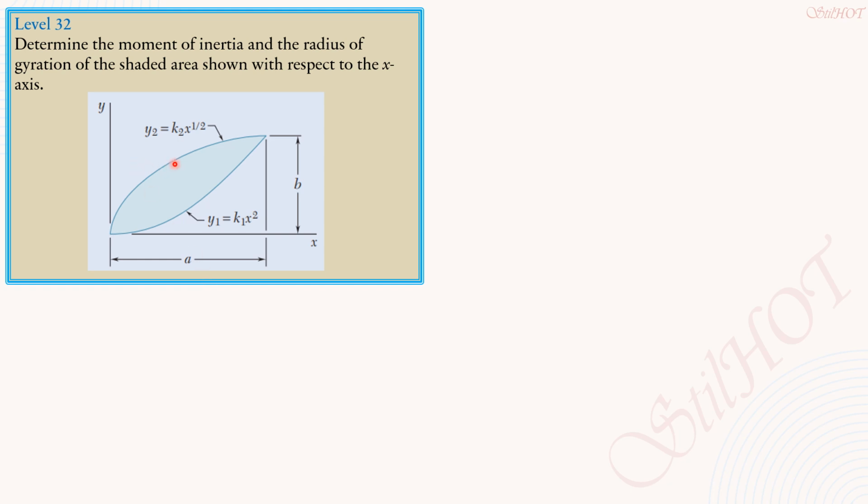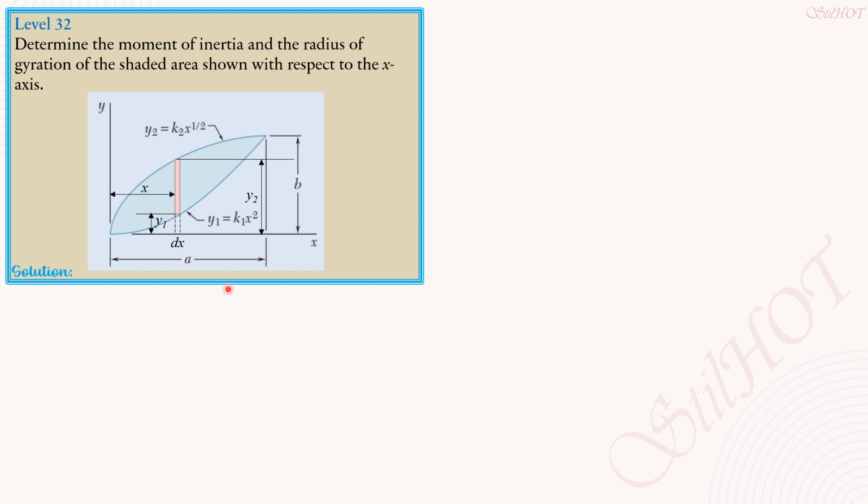And let's consider a vertical strip on this problem. Then let's extend it, and the thickness is dx. The height, we have two heights. This is y2, and for the lower end of the shaded strip, y1. Then the distance of the strip from the y-axis is x.